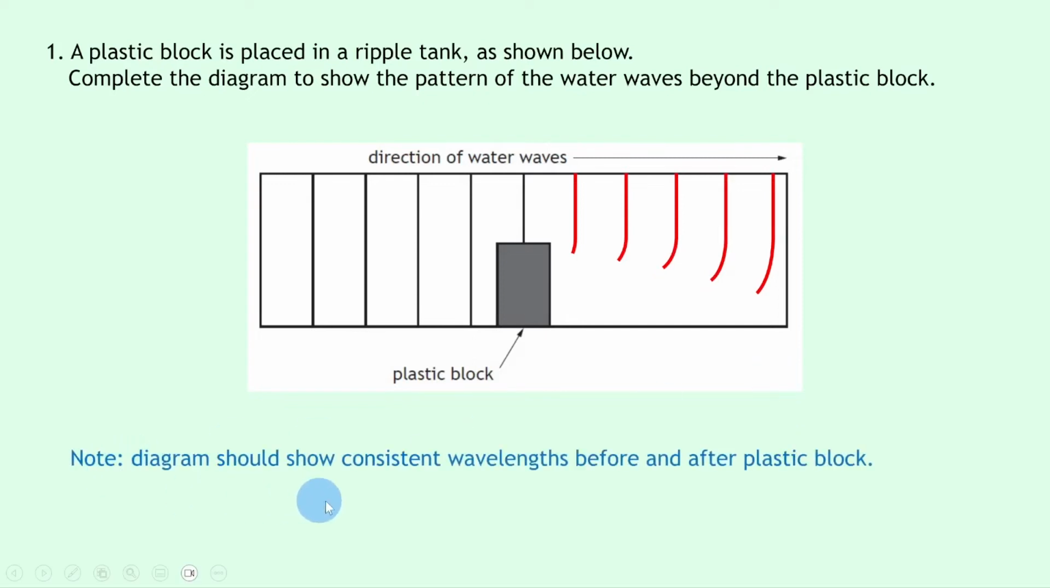Now note that the diagram should show consistent wavelengths before and after the plastic block. In other words, the spacing between these wavefronts needs to stay the same, and we can label that as the wavelength lambda, because remember these waves represent the crests of our waves. And you'll see that the wavefronts here have mostly straight lines, but then there's increasing curvature on the ends of the lines. Notice how it's only the lower ends that are curved.